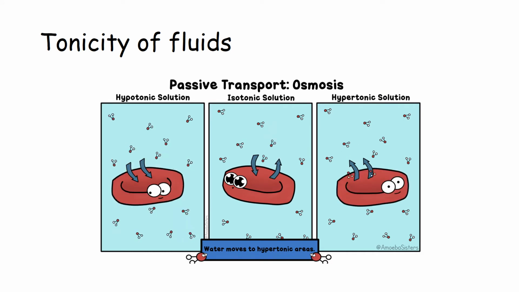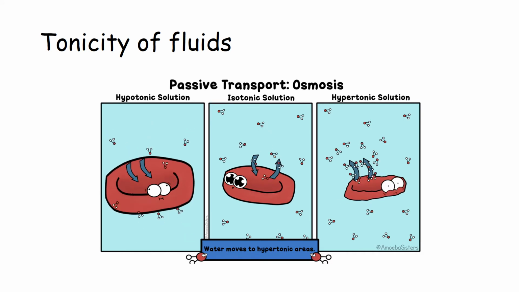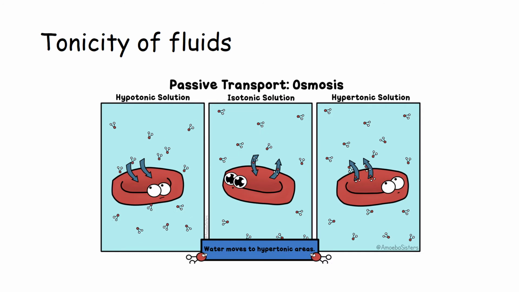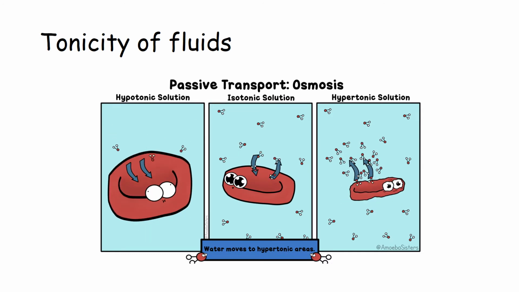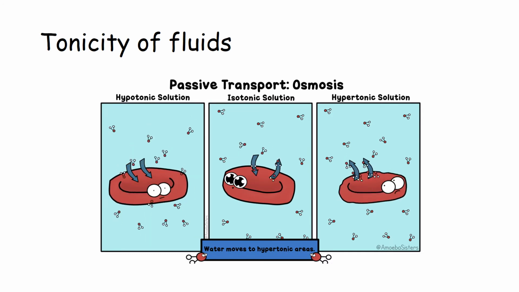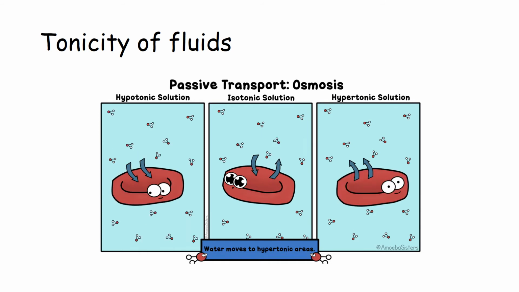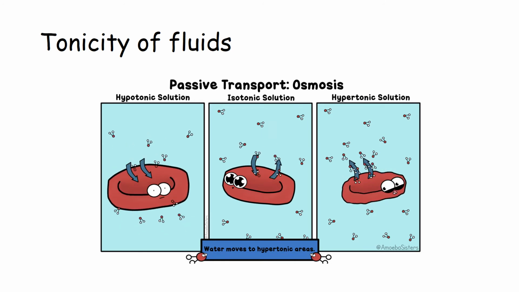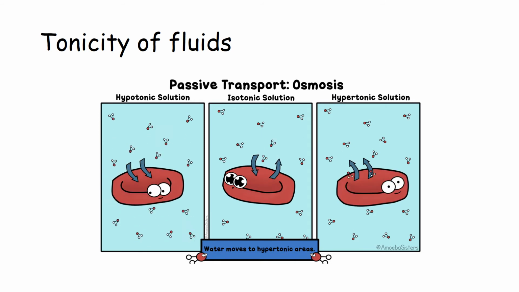So we have the isotonic solution, where you can see the osmolarity is similar to the plasma. The RBC are neither shrinking nor swelling in the solution. 0.9% sodium chloride is one example of an isotonic solution.